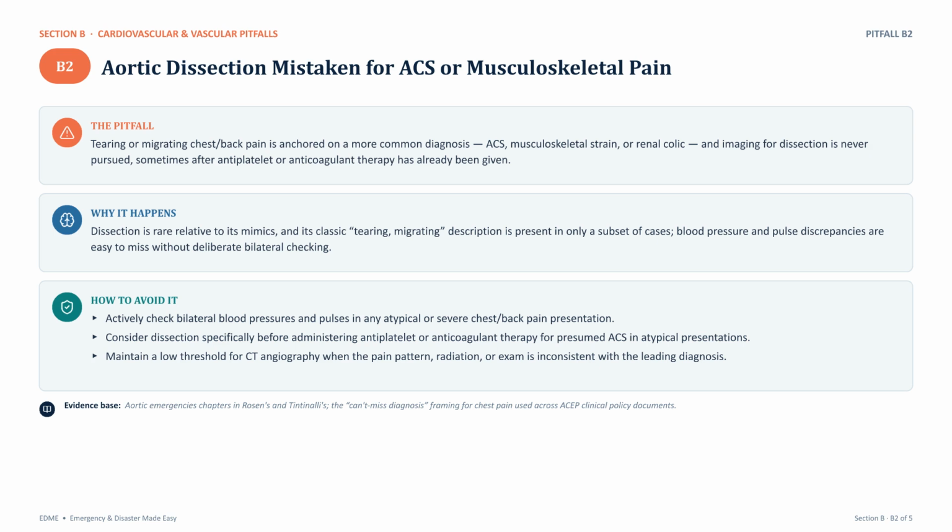Pitfall B2 is aortic dissection being mistaken for ACS or musculoskeletal pain. Because dissection is rare, it is often missed. Always consider dissection in patients with atypical chest pain and perform bilateral blood pressure checks before initiating anticoagulation therapy.